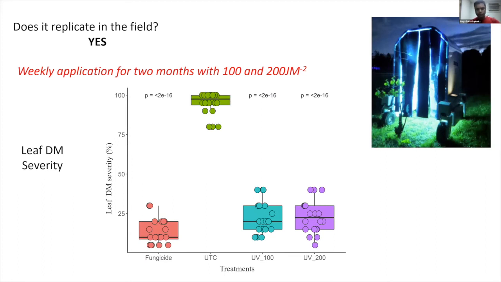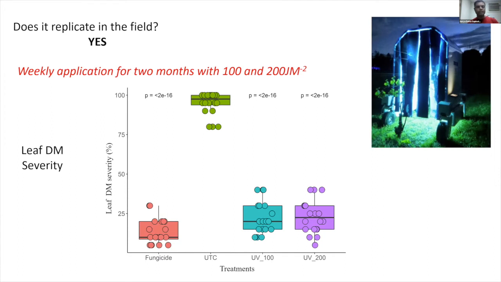And then we have 4 different treatments: fungicides, untreated control, and UV doses of 100 and 200. With just 100 and 200, it's more or less perfectly matching my result from the labs. If we apply the 100 and 200, you get a significant decrease in the development of downy mildew, and very close to fungicide. So this is very promising.